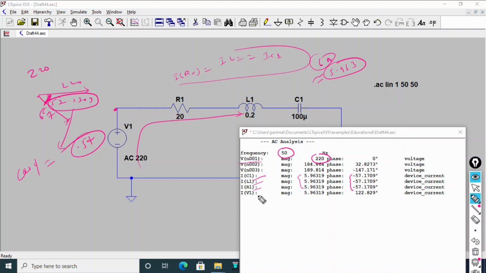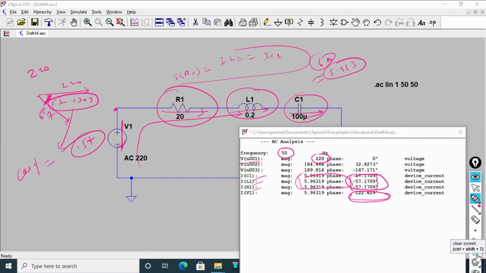Now if you see the current across IV1, it is 122.829. The simulator takes the current this way, that is why it gives 180 minus this angle. That is why we are getting it in positive. Otherwise the current across all of these is the same, and the angle is also the same. That is why we have taken 3 rotations, so that it will take the current this way only. Now delete all of this.